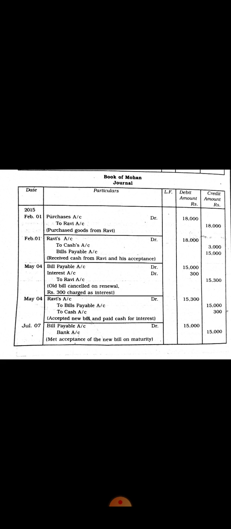Then May 4th, for the new bill, journal entry Ravi account debtor to bills payable account to cash account. Cash account rupees 300 is credited because Mohan paid rupees 300 in cash to Ravi as interest. Then July 7, bills payable account debtor to bank account. Narration: met acceptance of the new bill on maturity.